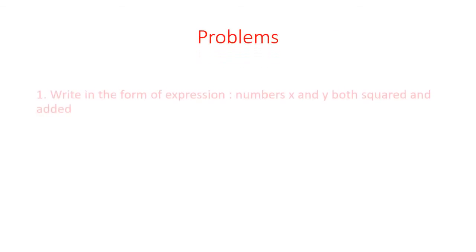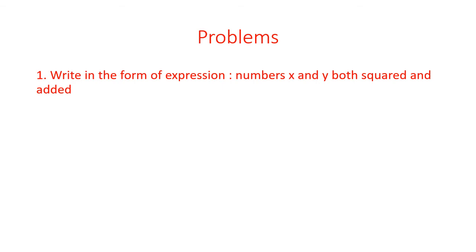Problems. Write the given statement in the form of an expression. The question was: numbers x and y are both squared and added. We need to square both numbers. Squared means x square and y square. So what is our answer? x square plus y square. Both of them are squared as well as added.